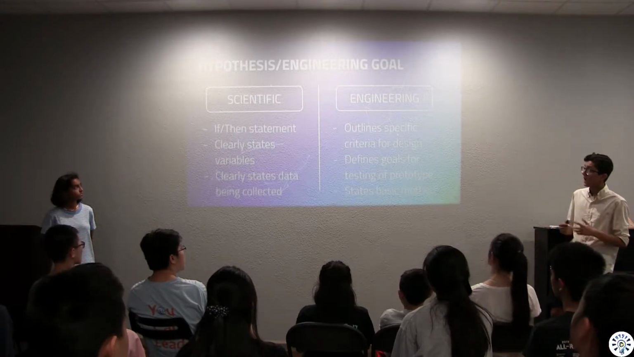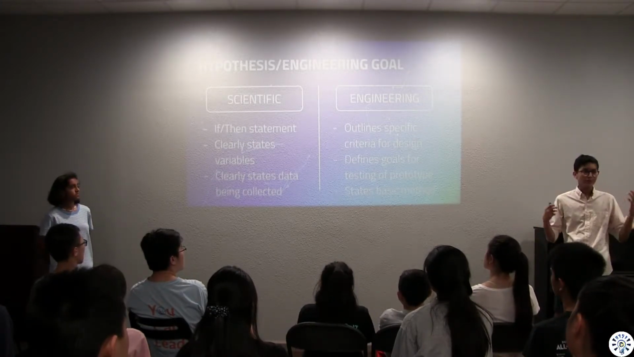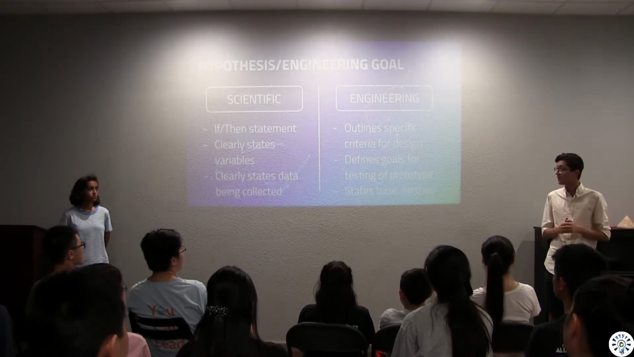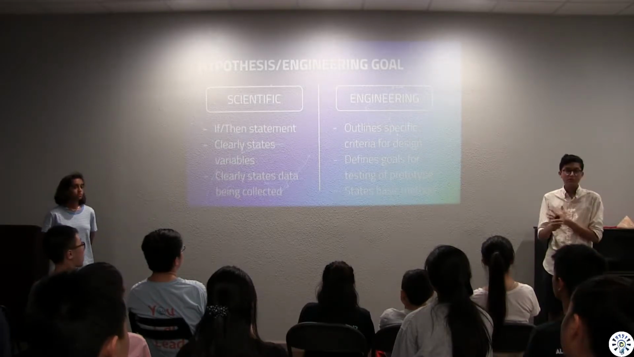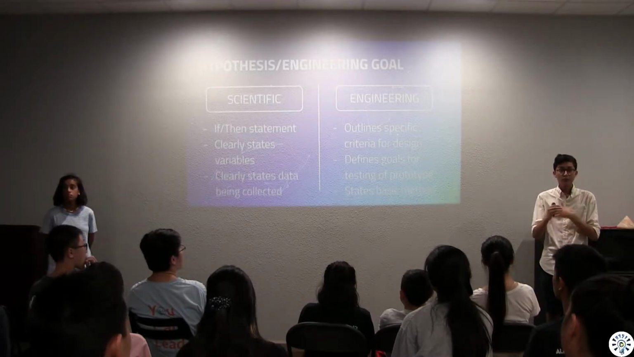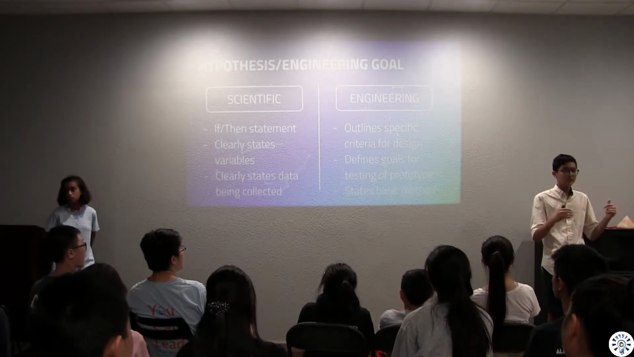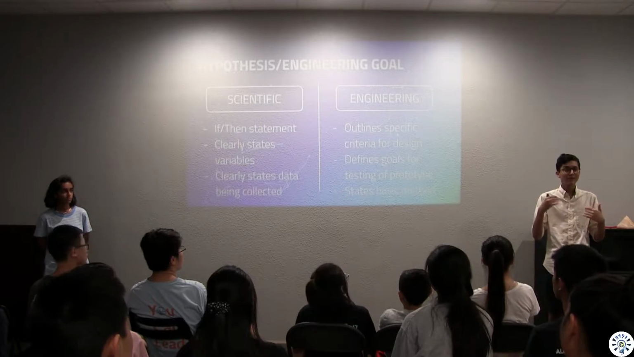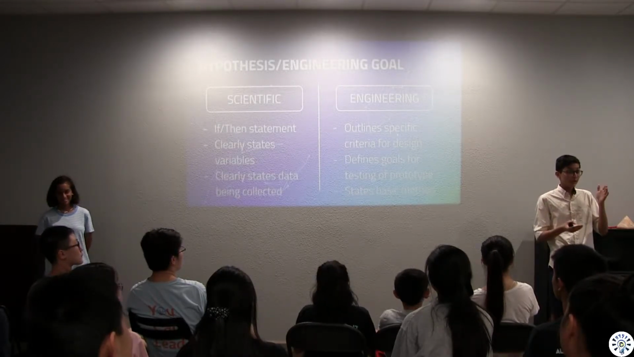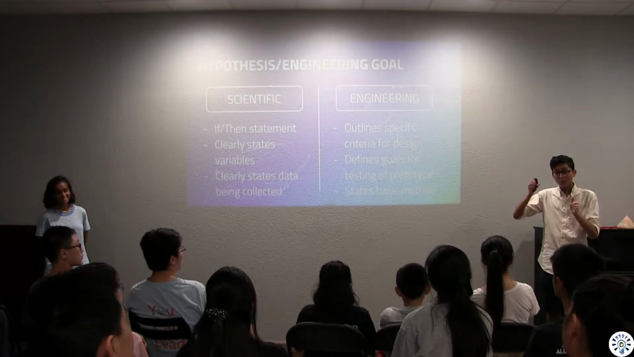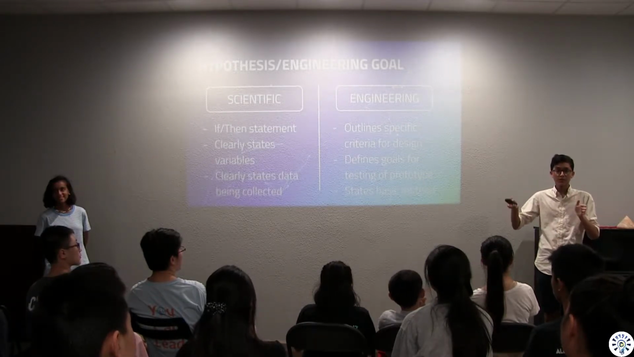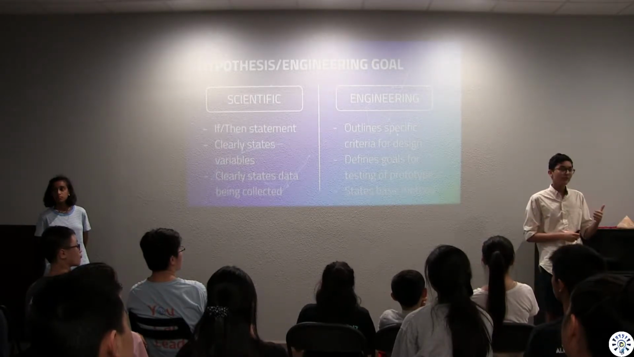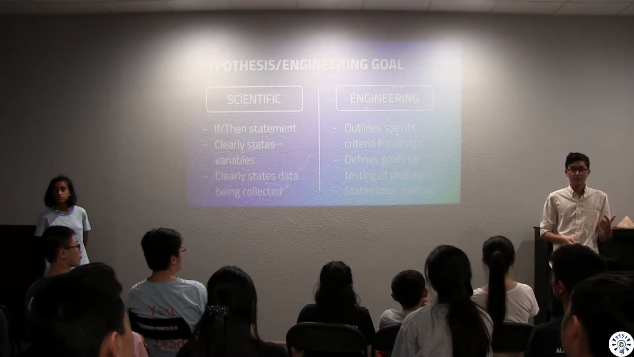For a scientific hypothesis, you need what's called an if-then statement. This is a very basic thing, and most of you have probably already used an if-then statement, but it should clearly state your variables and what you're collecting. So in an if-then statement about which type of water makes plants grow the highest, you need to explain the different types of waters and which one you think will increase the centimeters or the growth of the plant the most. That goes over the different types of independent variables and the dependent variables.